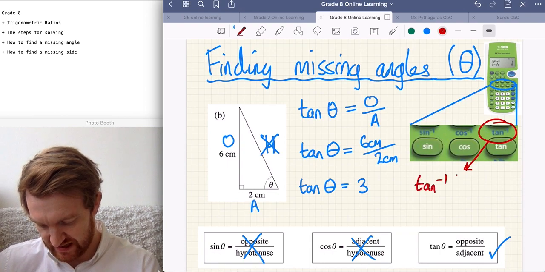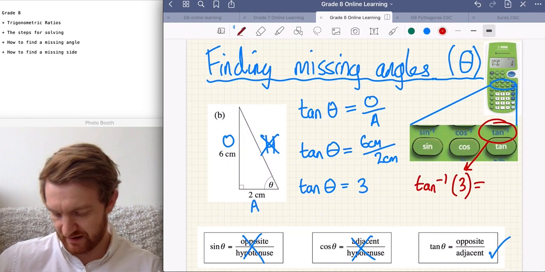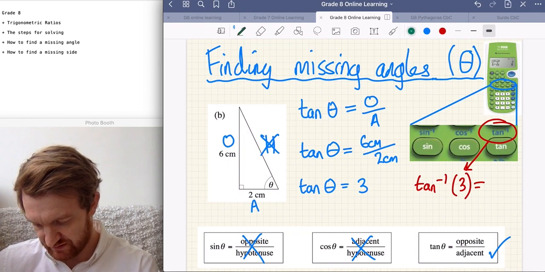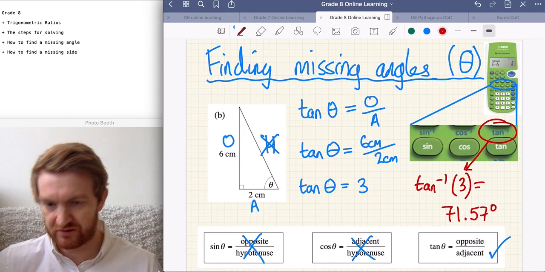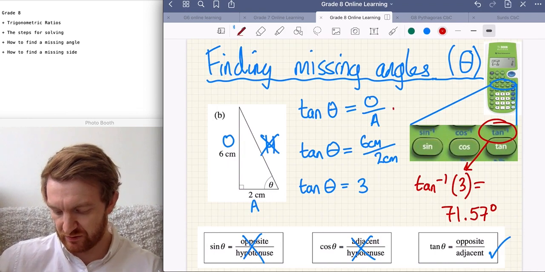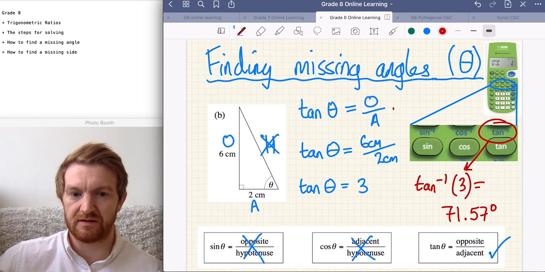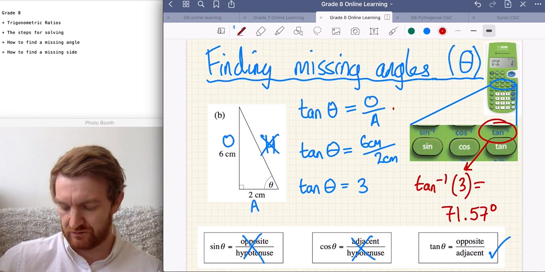So we put that in. And when we do that, it gives us 71.57 degrees to 2 decimal places. So we labeled, we chose the ratio, we put in the numbers, and then we get the calculator to pop out the answer. Should we see that one more time?